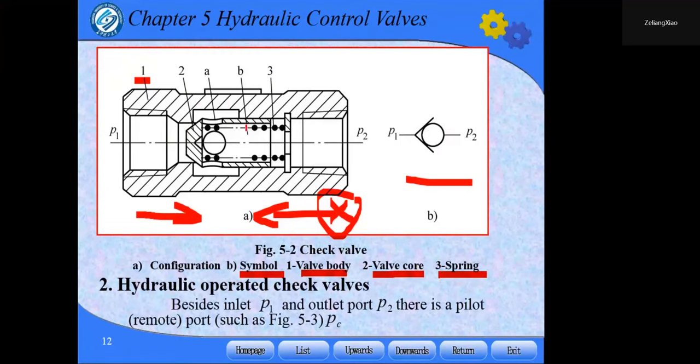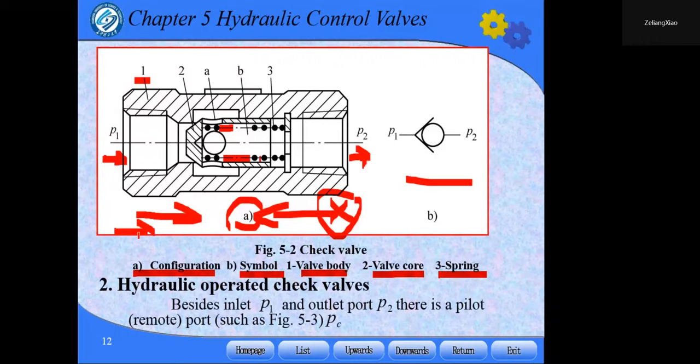Below, Figure A is the configuration, and Figure B is the symbol. Next, the operating principle of this valve. This is the inlet, and this is the outlet.